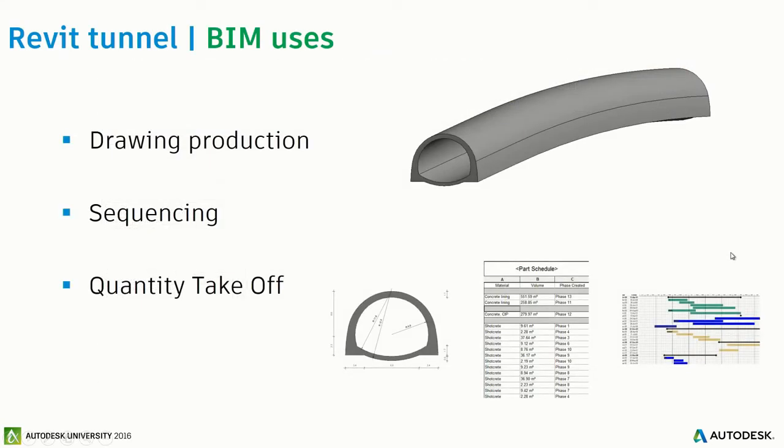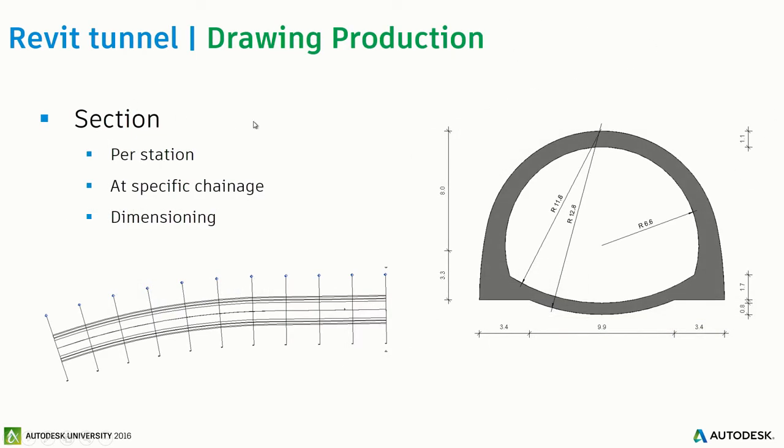So now we've got our Revit model, the good geometry, the good georeferencing. So now we can do some drawing production. It can be a little bit tricky in Revit because we have some curvy elements to annotate, some references. So it can be difficult. We will cover this part, also the construction sequencing and the quantity takeoff. We also created some Dynamo scripts to help you do that. One creates sections per station with a step, let's say, every 20 meters at a specific chainage, and another script dimensions the tunnel.